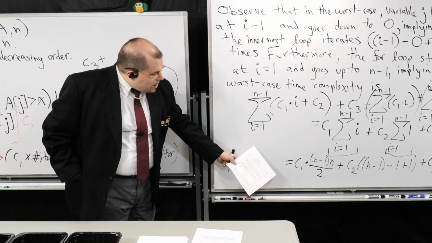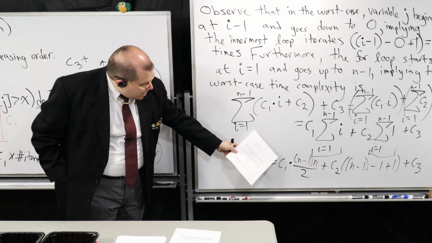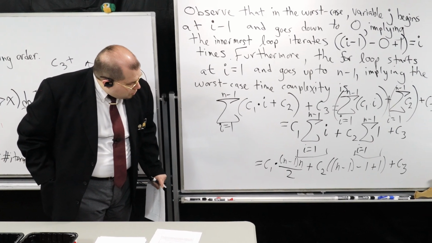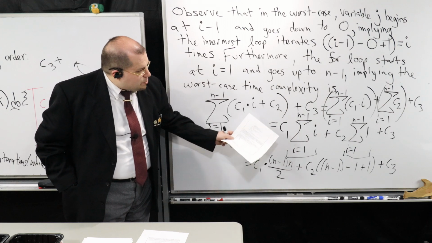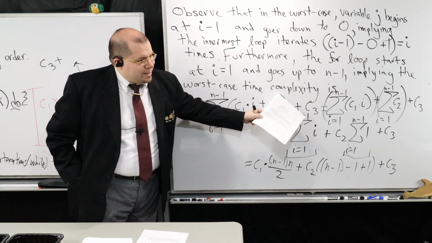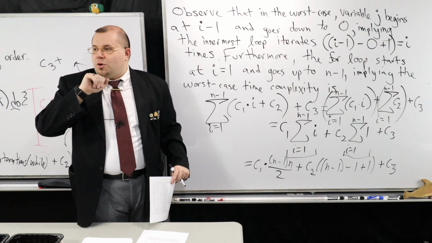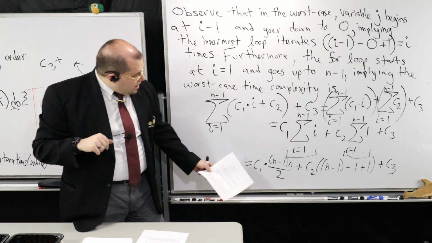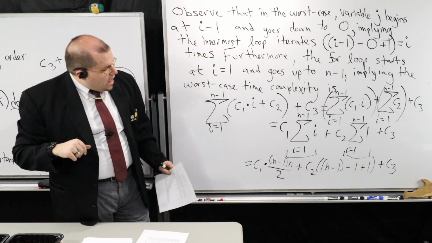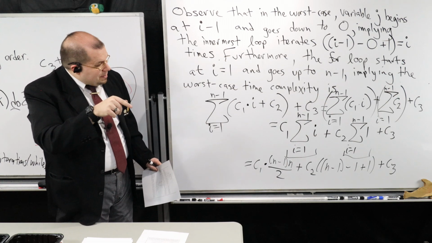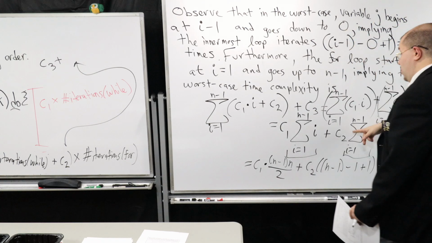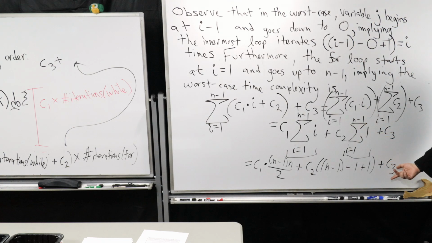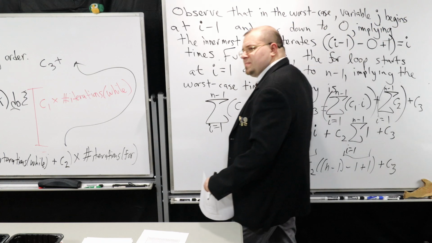So just to reiterate what I have down here, it's C1 times n minus 1 times n over 2. This n minus 1 times n over 2 came out of the simplification of this summation. That was where we used the first closed form I had before. Then I have C2 times n minus 1 minus 1 plus 1. This is the application of the second closed form I gave you, right here. And then I have C3, it's just sitting there.